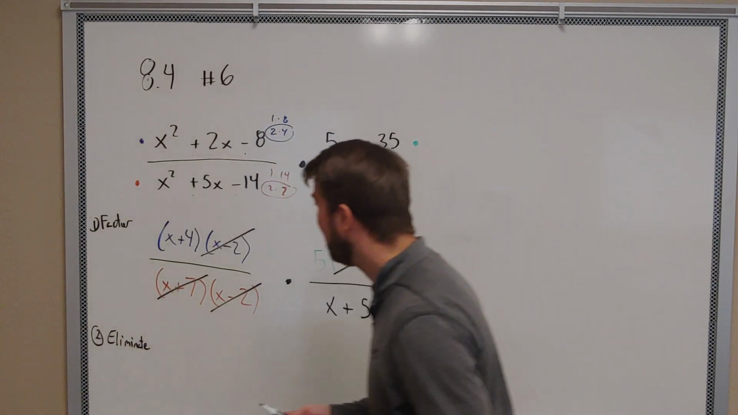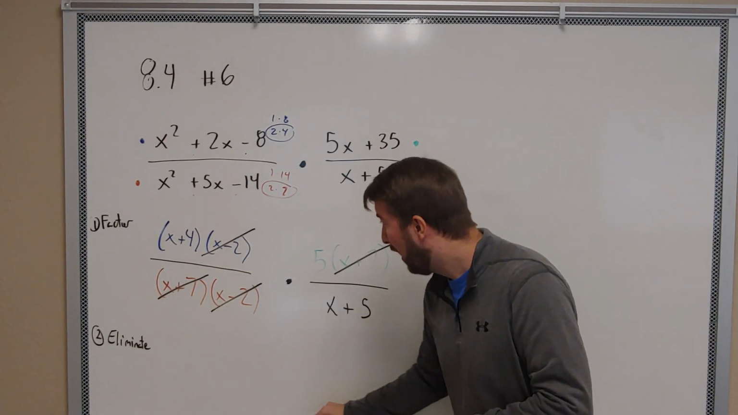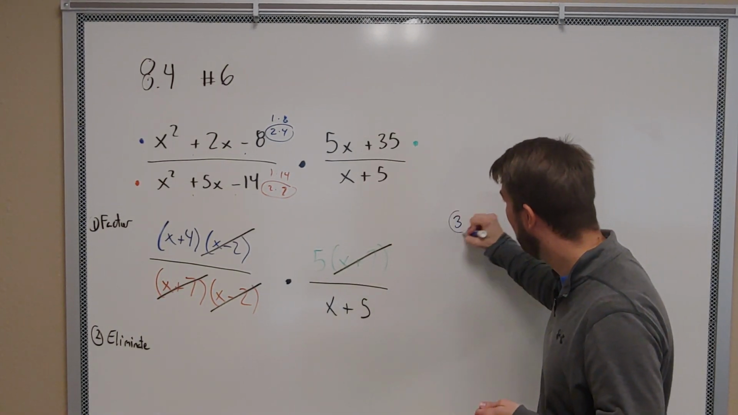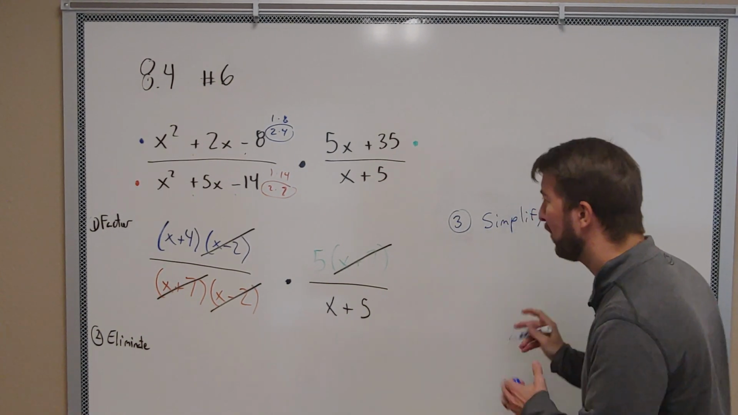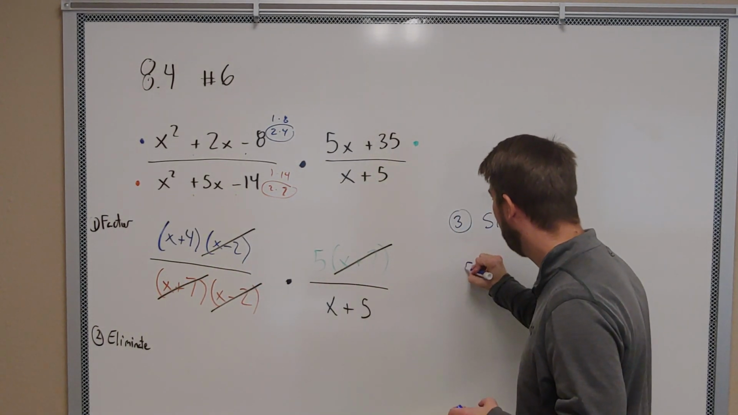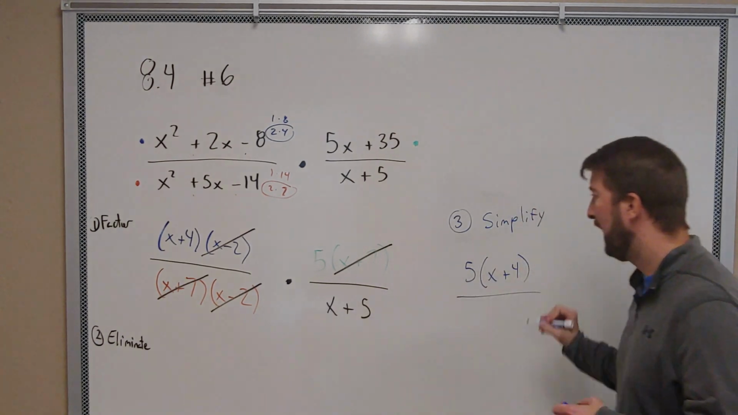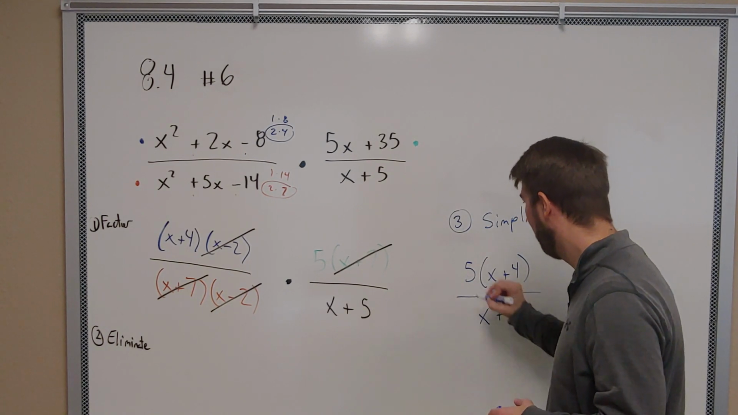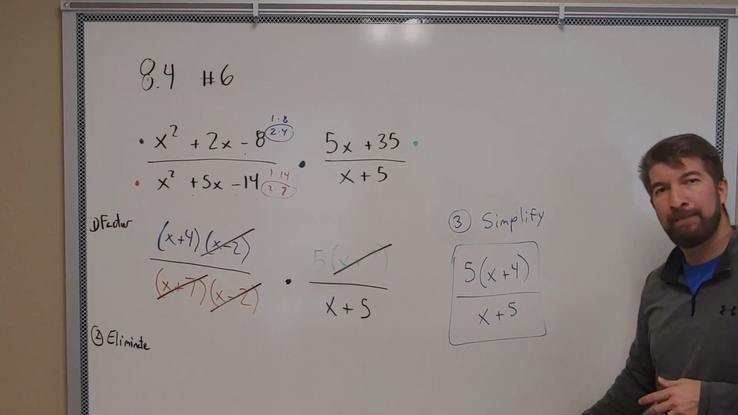So now when I rewrite this equation, we'll put it in blue. So step number 3 is simplify. Basically, we're going to combine whatever's left. So I have x plus 4 and a 5. So I'm just going to write this as 5, x plus 4, and then I have x plus 5 right here. That is my answer.